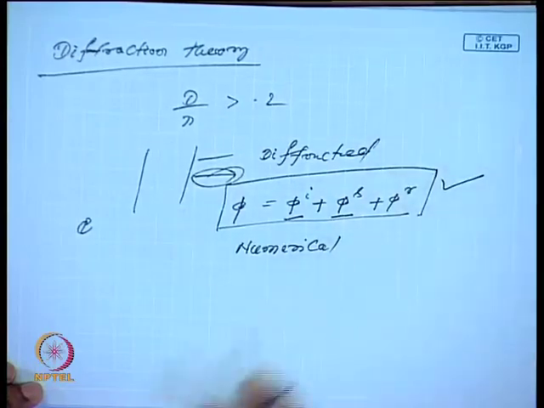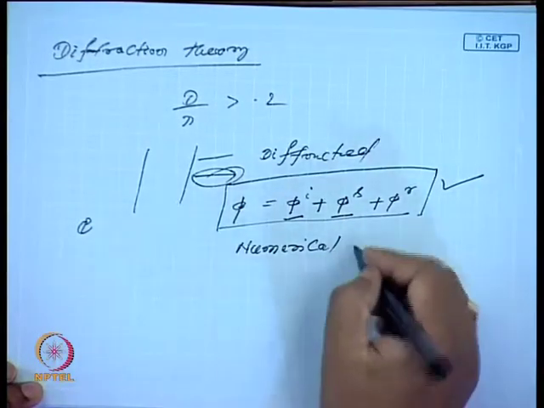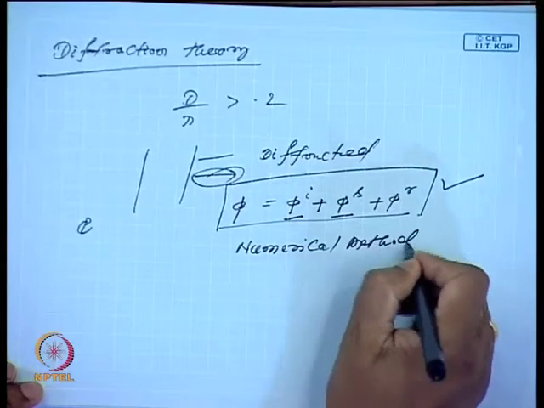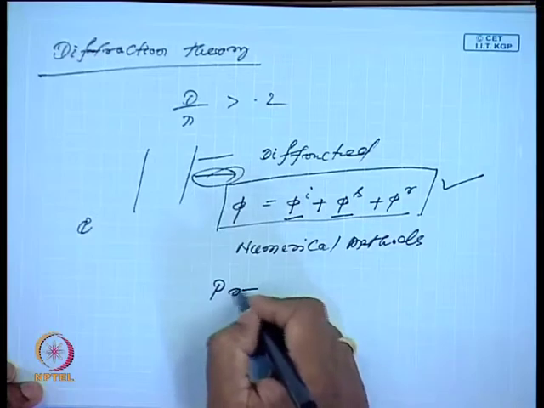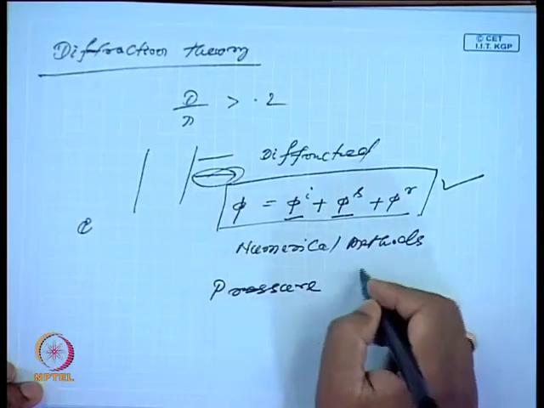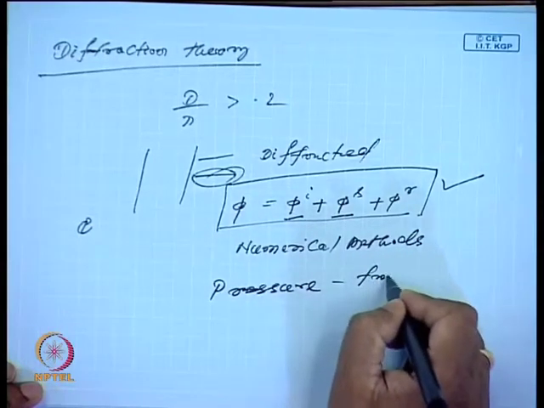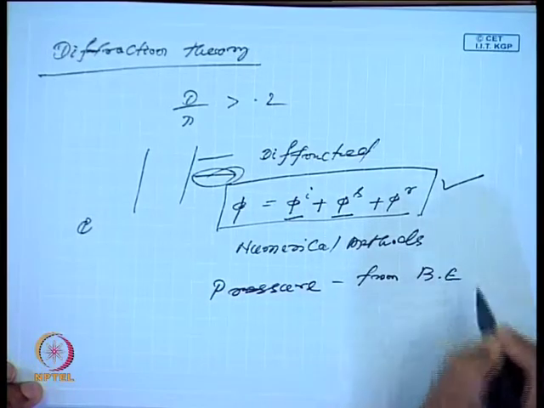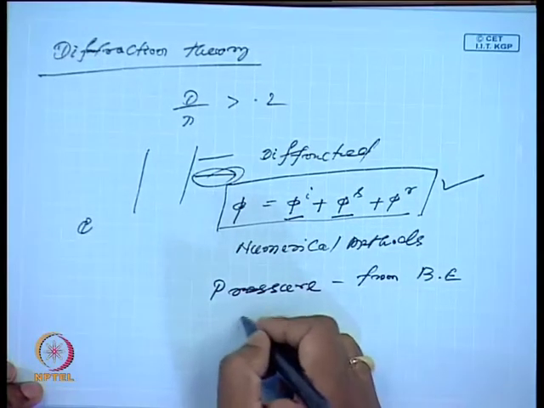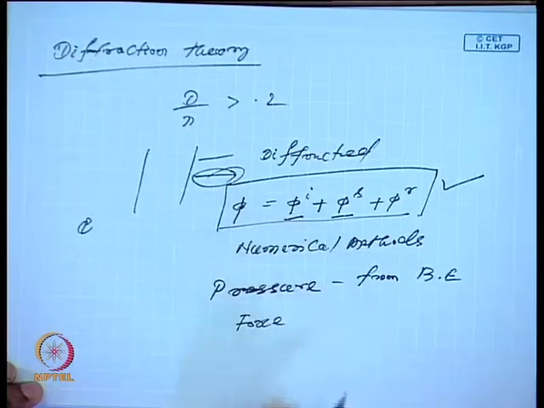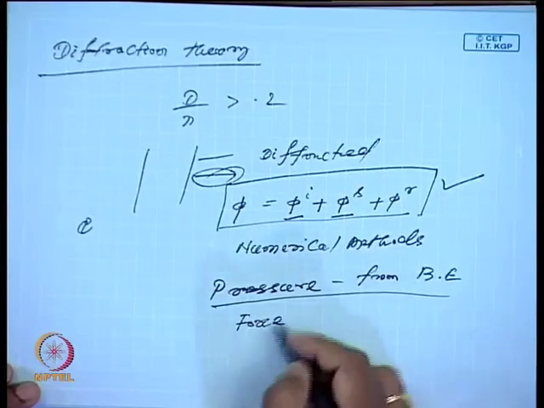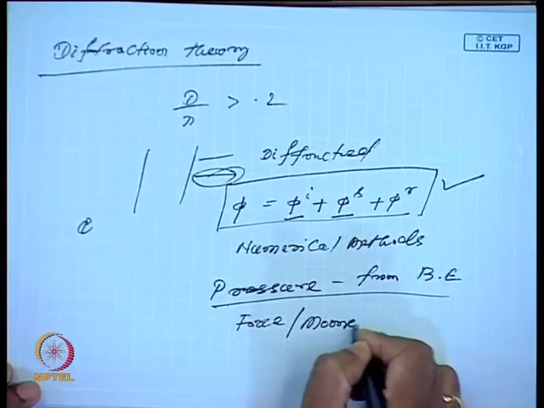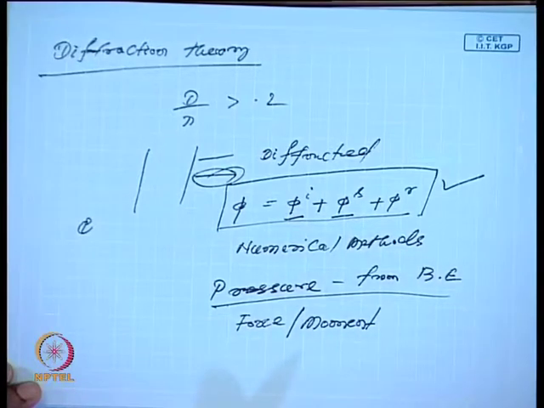Once we know the total potential from the numerical methods, we calculate the pressure from Bernoulli's equation. Once we get the pressure, we calculate the force in the usual way by integrating. We can also easily calculate the moment, because once we know the pressure, we can calculate the force and the moment on the structure, including the overturning moment.